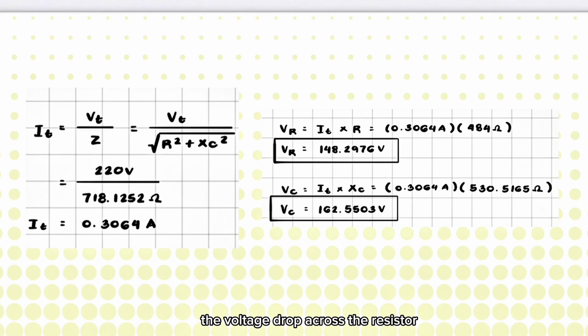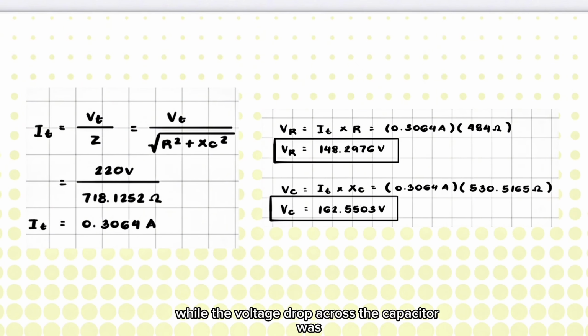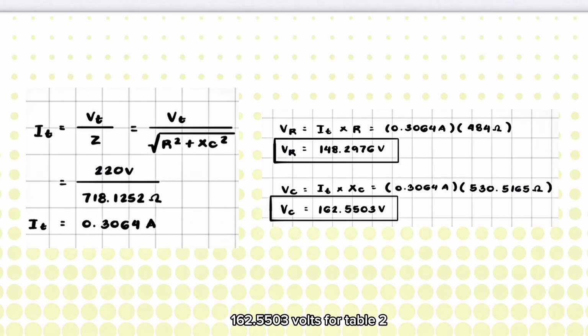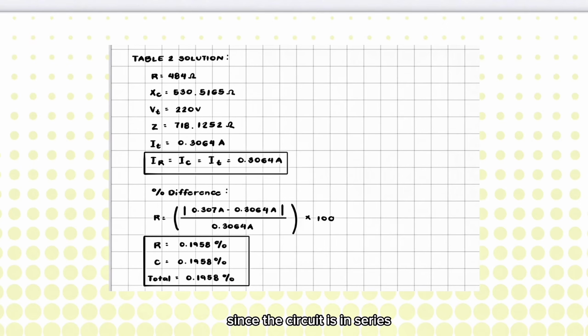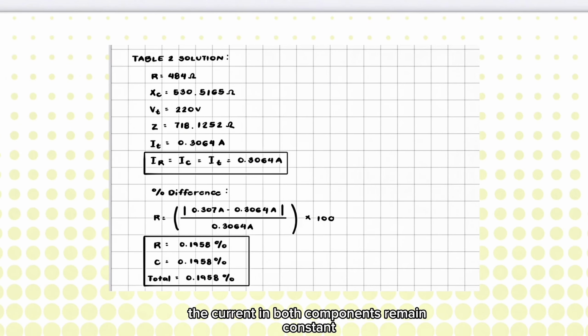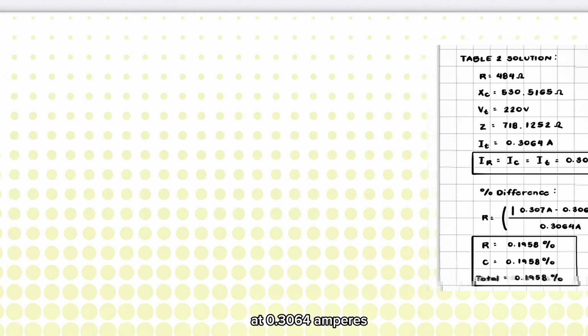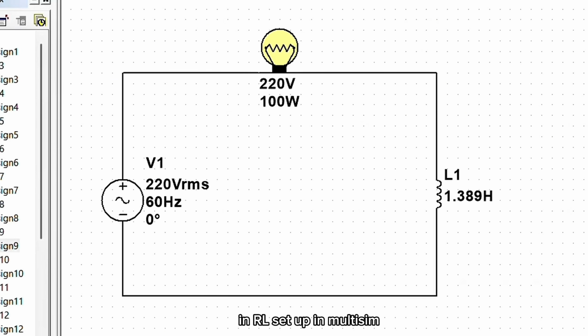The voltage drop across the resistor was found to be 148.2967 volts, while the voltage drop across the capacitor was 162.5503 volts. For table 2, we use the same total current obtained in table 1. Since the circuit is in series, the same current flows through both the resistor and the capacitor. Therefore, the current in both components remains constant at 0.3064 amperes.